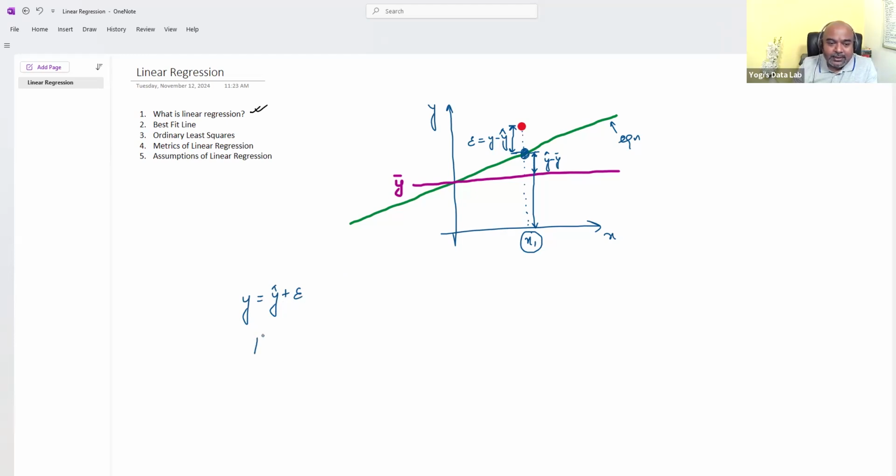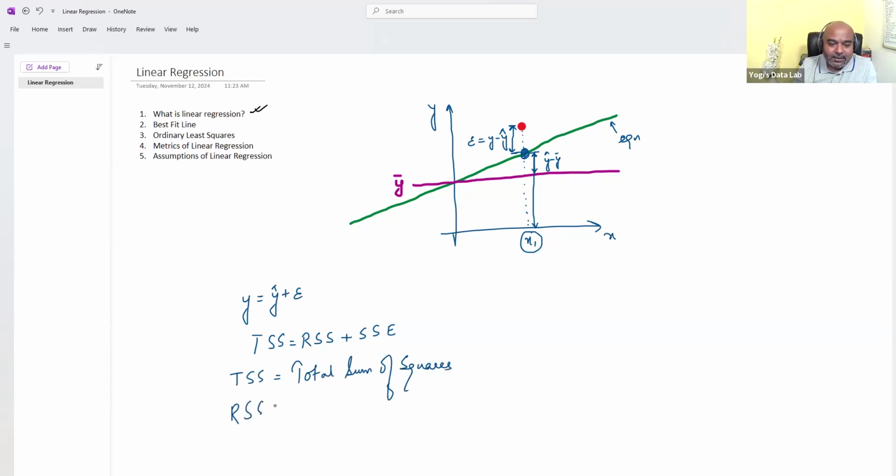So this can also be written as TSS is equal to RSS plus SSE, where TSS is total sum of squares.